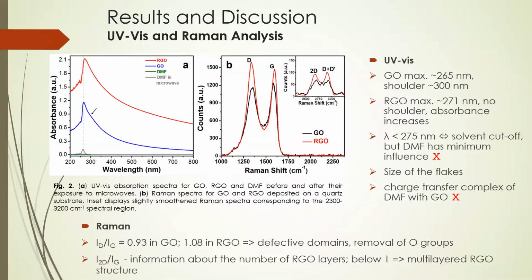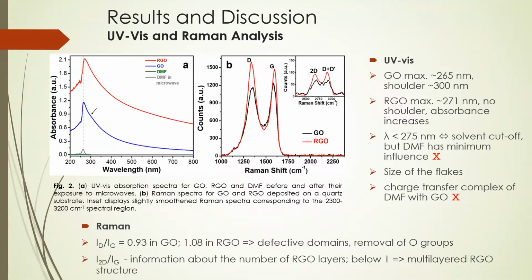We have considered different reasons for this shifting. First was the solvent cut off due to the ability of DMF to absorb wavelengths lower than 275 nanometers, but placing pure DMF in the microwave under the same conditions as GO showed only a slight increase in the absorbance. Also, DMF has no influence in the absorption of GO or RGO.